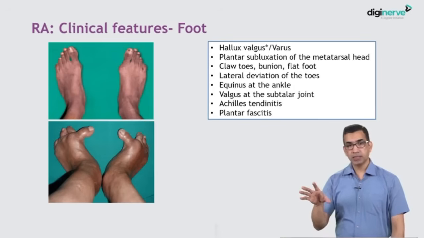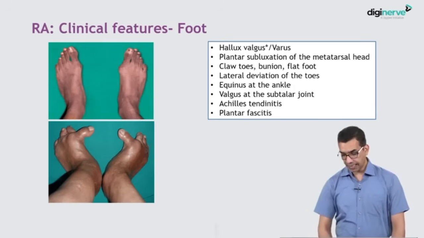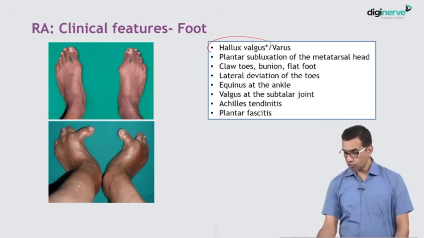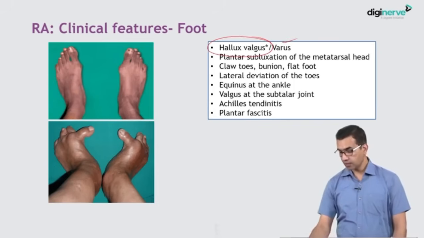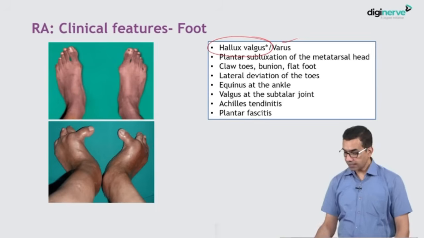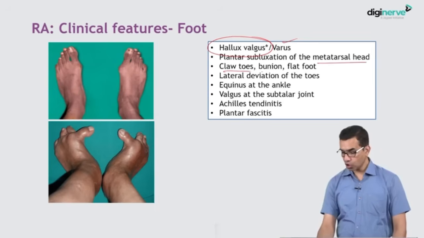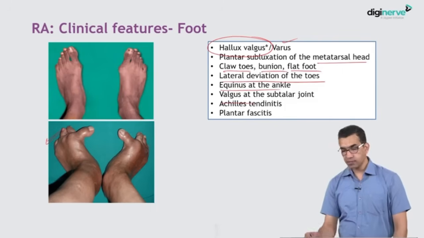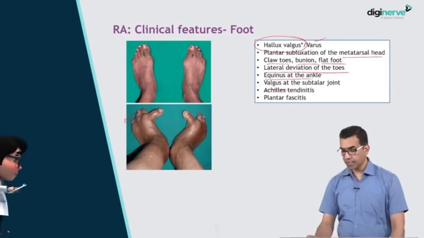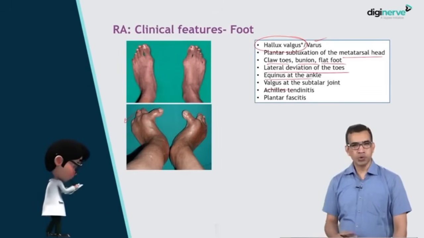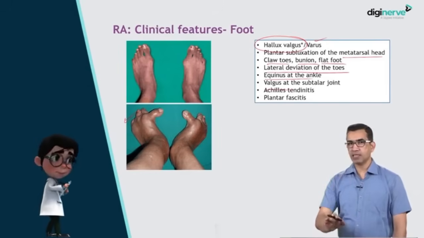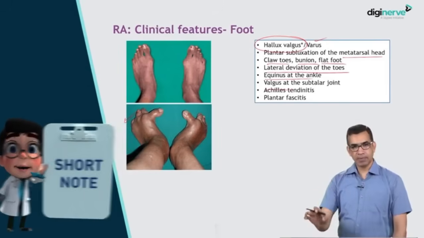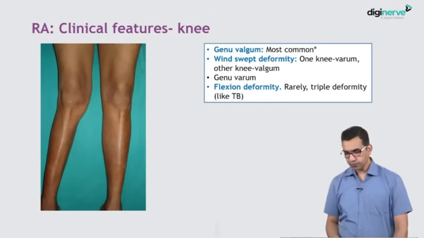So from the hand, we go to the foot. Again, these are various deformities. The most common is hallux valgus. You may also find varus, plantar subluxation of metatarsal heads, clawing, bunion, flat foot, lateral deviation of toes. You can see these toes could be laterally deviated, equinus, valgus, and so on and so forth. You can just go through that. In exam, you can remember at least one or two. Just write hand. They will always ask feet and other areas. You can just remember and write at least one or two.